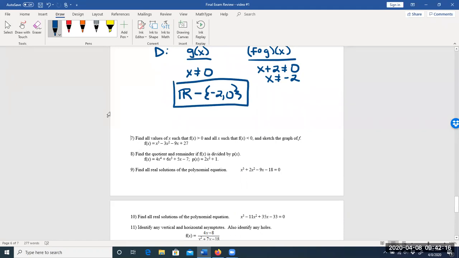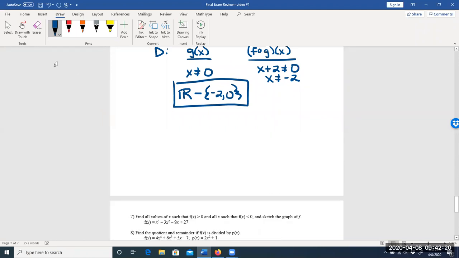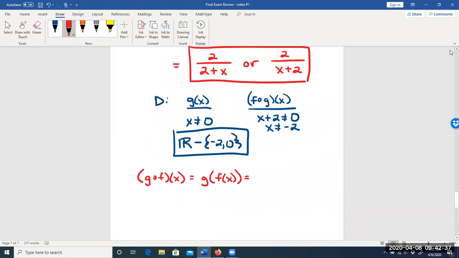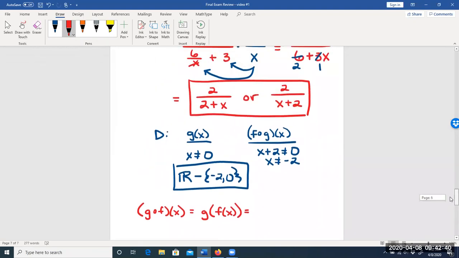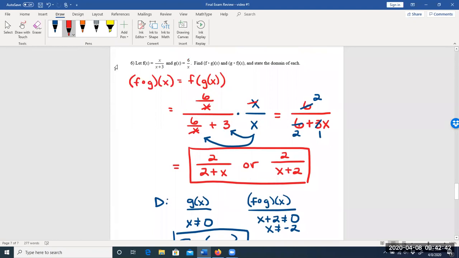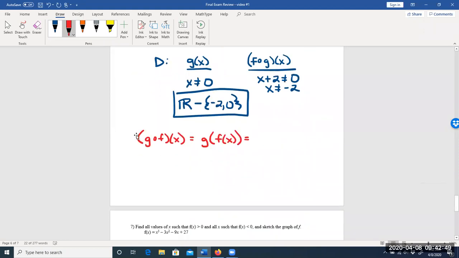Now we're going to go the other direction, and we're going to find g circle f. This is when we plug f into g. So let me scroll back up here. And in fact, why don't I copy this and paste it down here so we've got something to work with.